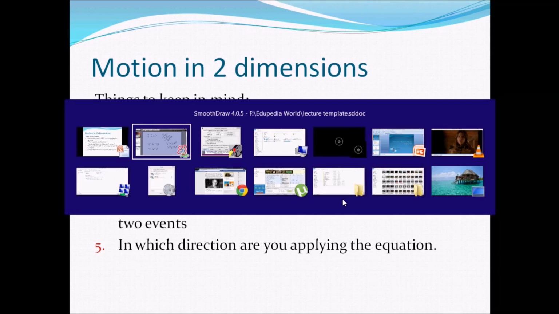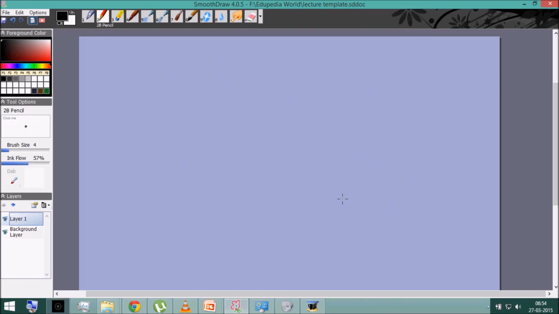and the steps we needed earlier were we decided the events, we decided the equation to use, and we made sure that the acceleration is constant, and we've just added one more step to the equations now.